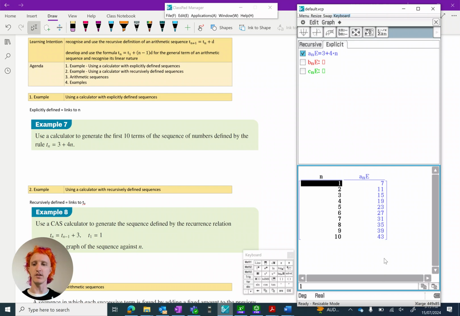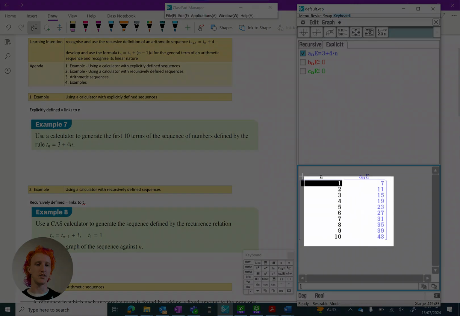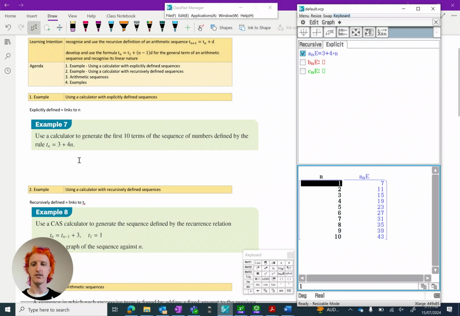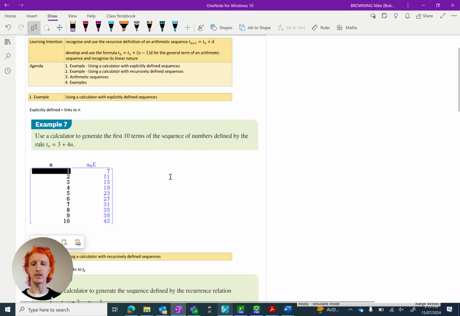We've got all of them from our starting point at 7 all the way down to 43. Those are our answers there. I'm going to copy and paste this. For yours, you would of course write them all out.